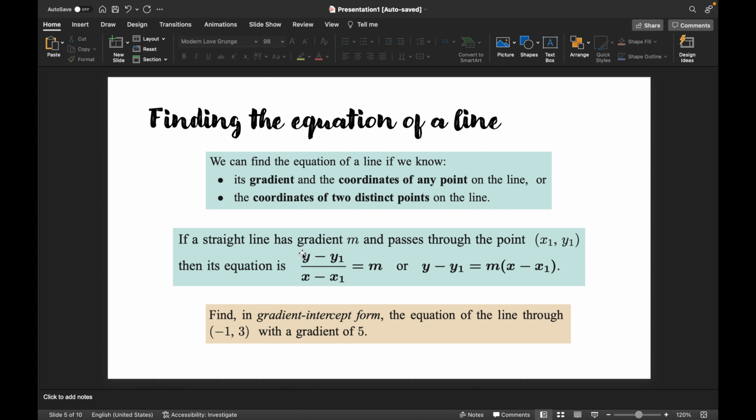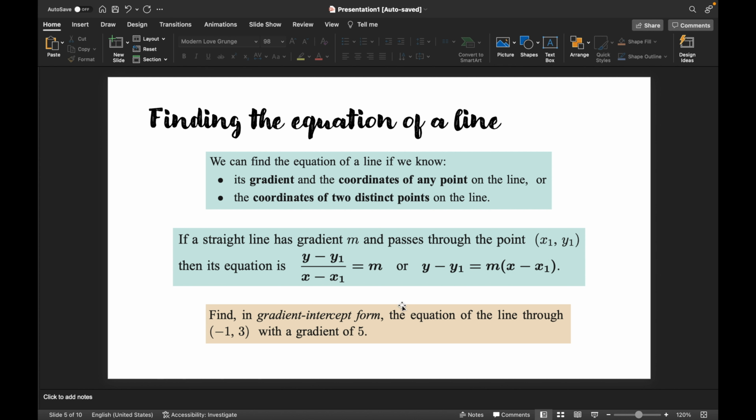Rather than just following the steps: if a straight line has gradient m and passes through the point (x1, y1), then its equation is this. How do we know this? It's the gradient formula, and then we can just cross multiply, so we get this one. If you simplify it, you can write it in the form y equals mx plus c. But right now we won't do that because this is much simpler: if we have the gradient m, we can plug in the value here, and we also know the coordinates of a point. So we can substitute this and then we can find it.